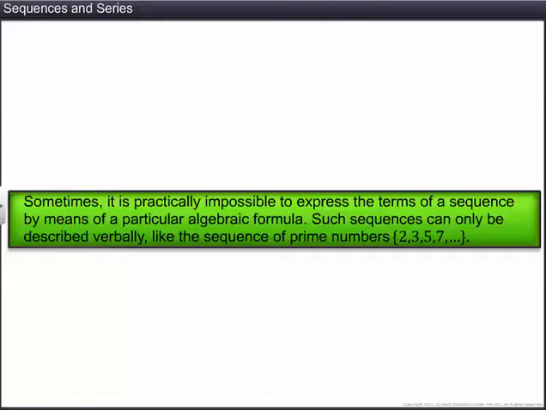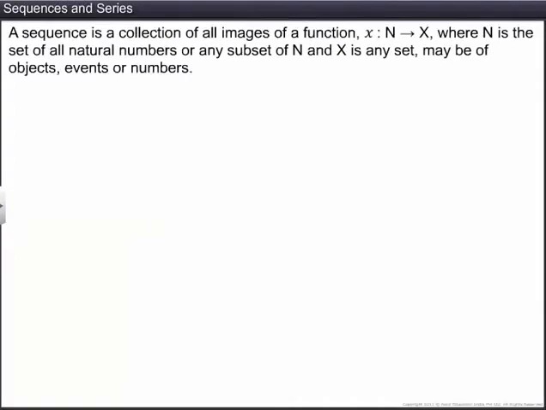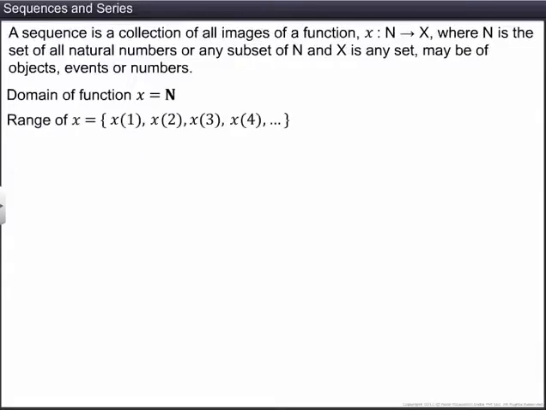A sequence is a collection of all images of a function x from n or any subset of n to x, where n is the set of all natural numbers and x is any set, maybe of objects, events, or numbers. It implies that the domain of the function is the set of natural numbers. Hence, a sequence can be defined as a collection of all images of set n under x. The notational representation of 1 under x is denoted by x with subscript 1.